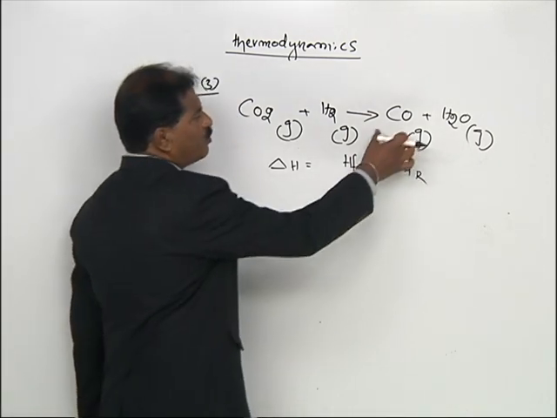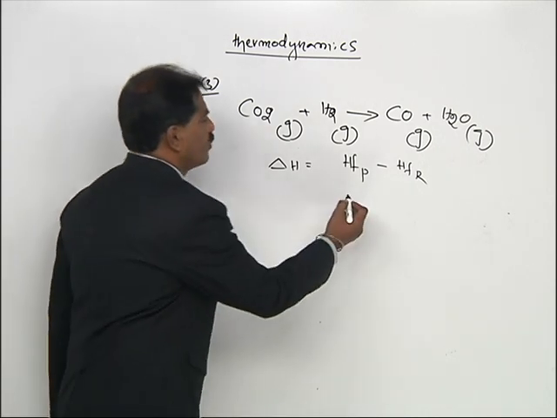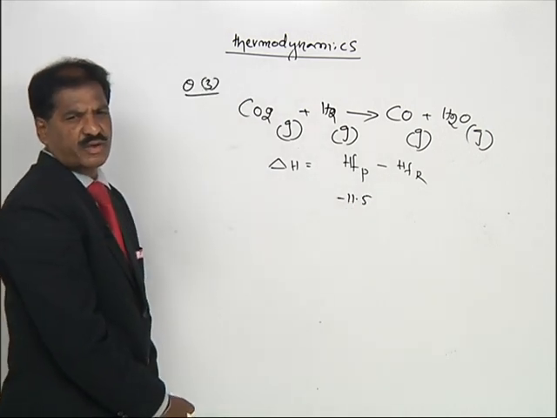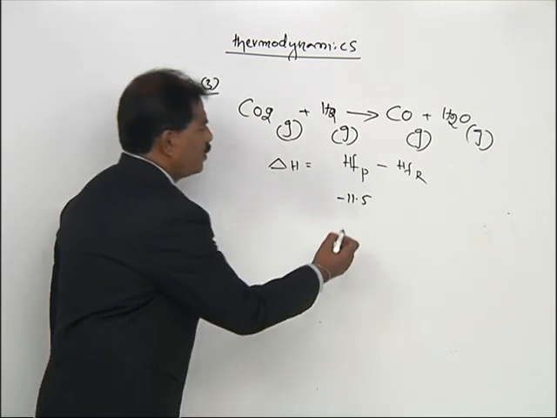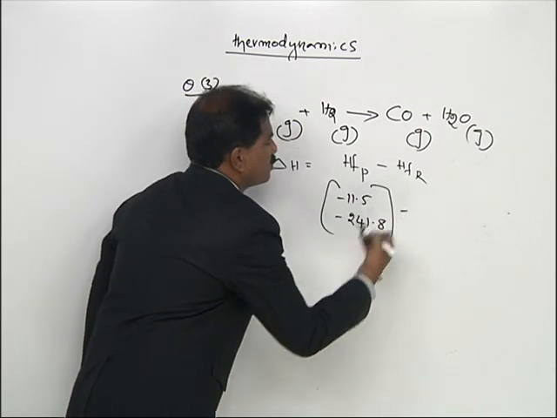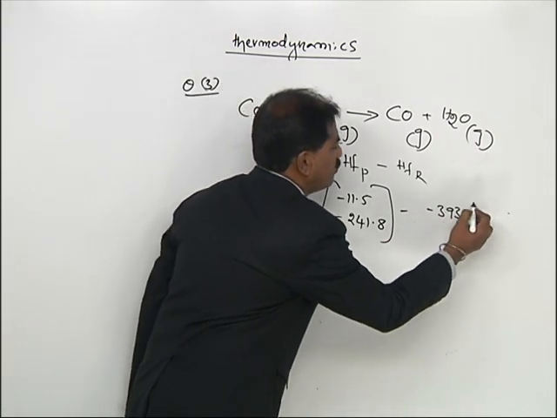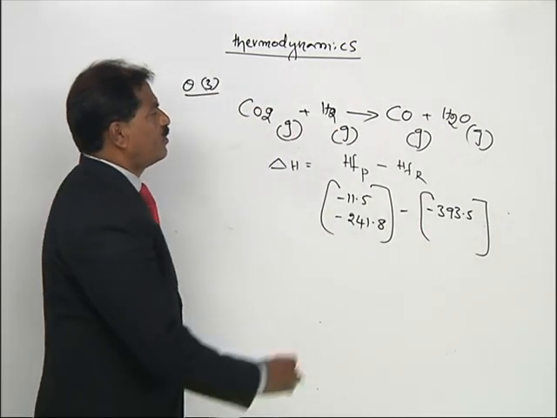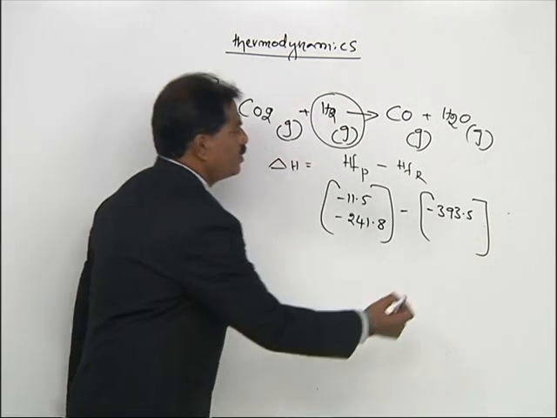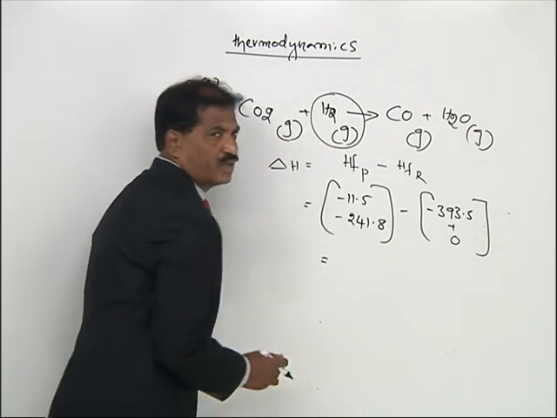Here products are carbon monoxide and H2O. For carbon monoxide the enthalpy of formation is given as minus 11.5, and for water the enthalpy of formation is given as minus 241.8. Next, the enthalpy of formation of CO2 is given as minus 393.5. Next, the enthalpy of formation of hydrogen. See, the standard enthalpy of formation of elements is always 0. Therefore, this other value is 0. Now, we want the result.